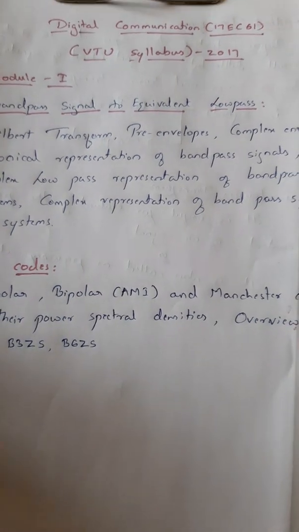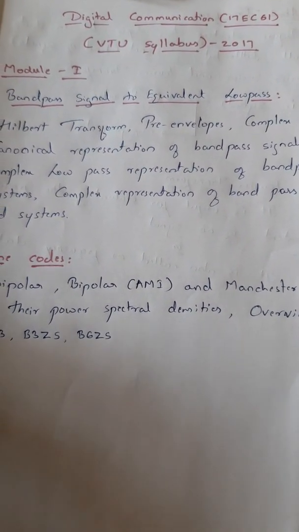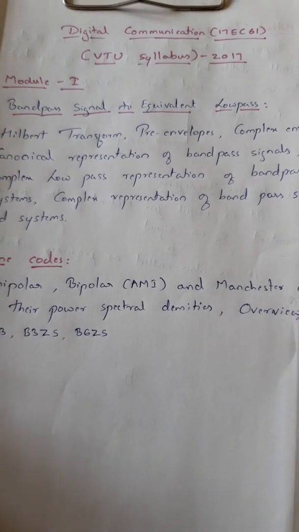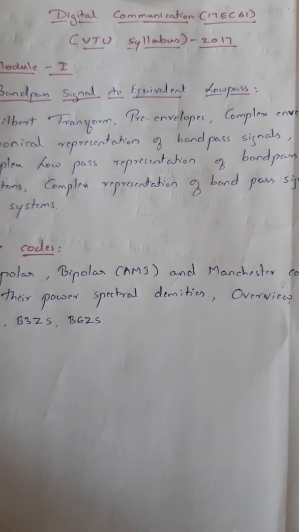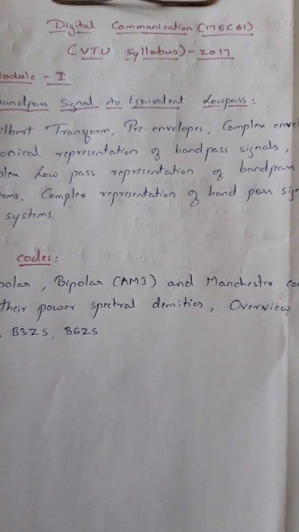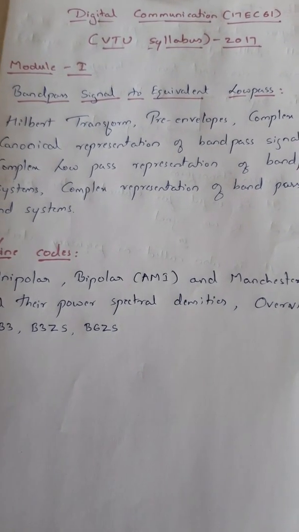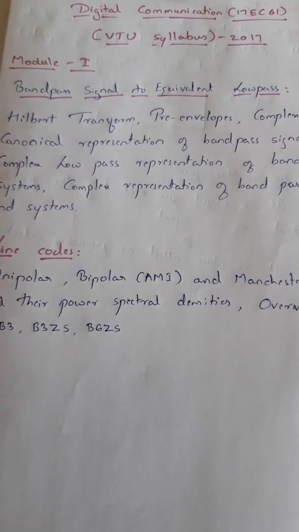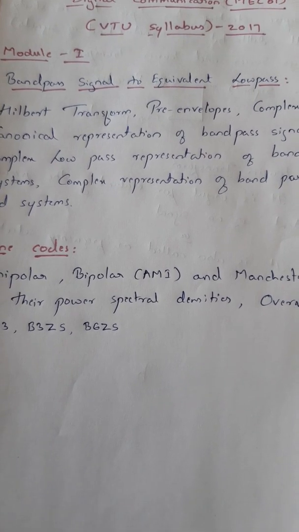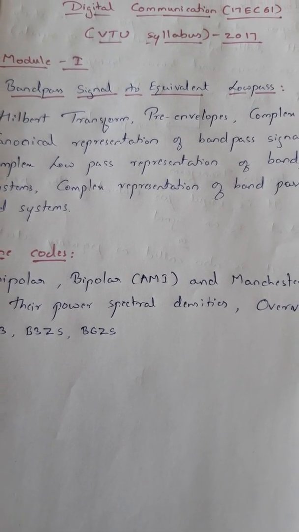Okay, friends. Today we'll start with one of the engineering subjects, which belongs to the branch electronics and communication. The subject name is digital communication, and in the 2017 scheme it is in the sixth semester. So it has five modules. The first module is as shown here.